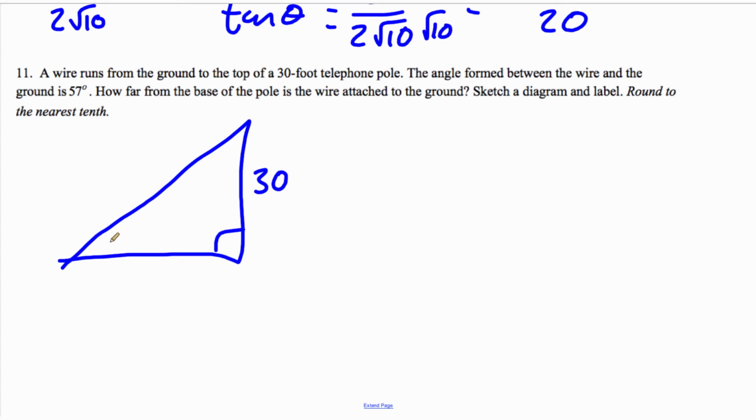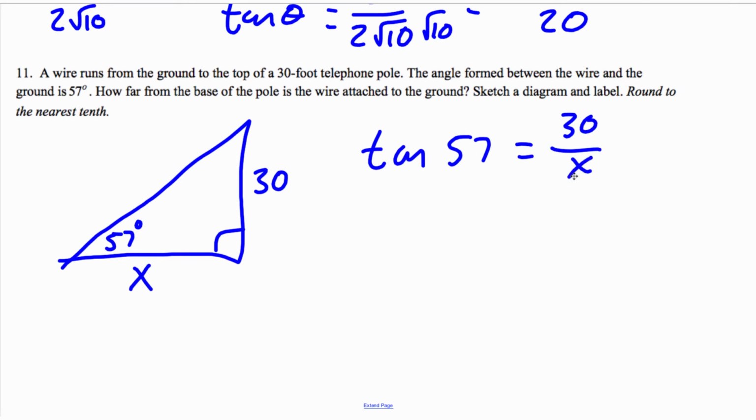The ground is the flat horizontal piece. So the angle between them is going to be 57 degrees. And what we want to do is figure out how far away from the telephone pole this wire is attached. So we're looking for that horizontal distance across the ground. Now if we look at how this is set up, we've got the 57 down at the bottom left-hand corner. 30 is opposite and x is adjacent. Since we're dealing with opposite and adjacent, we're going to use the tangent of our 57 degree angle, and that's got to equal 30 over x.